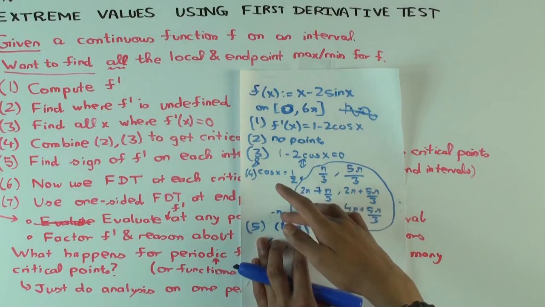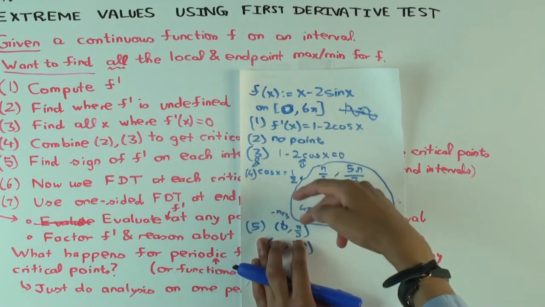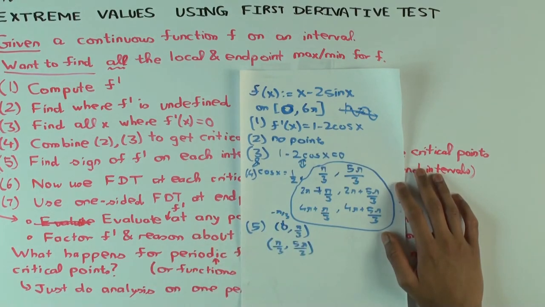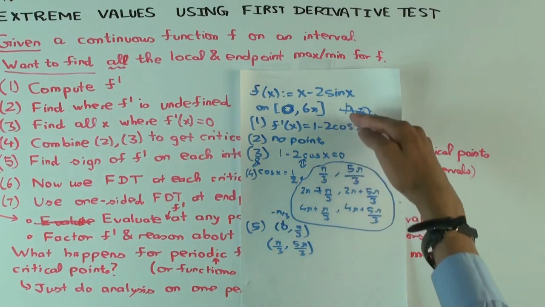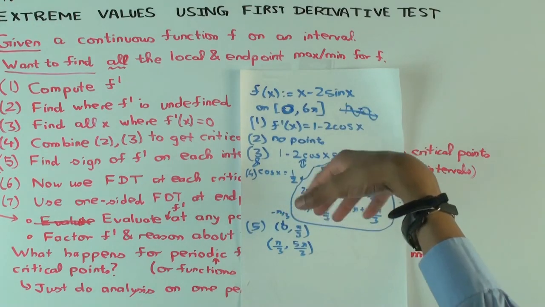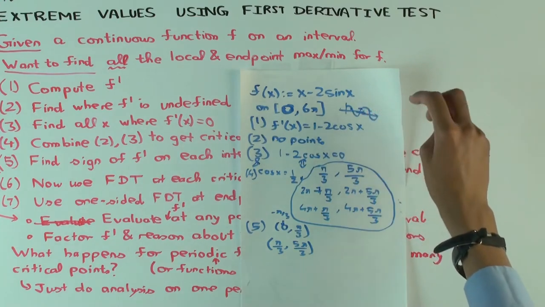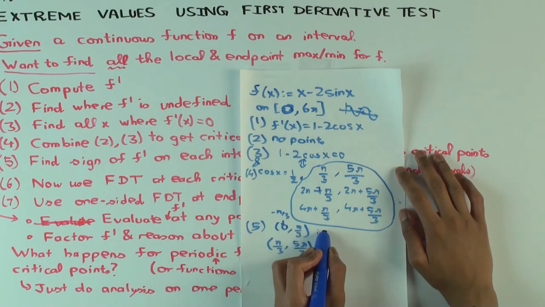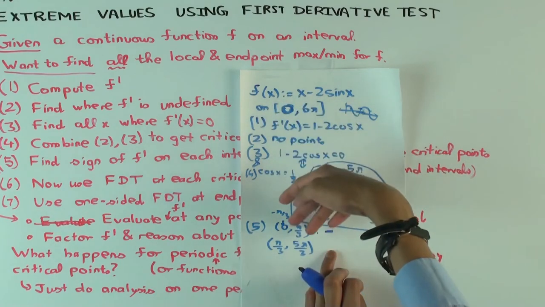Negative pi over 3 is not in the domain, but if you extended it, what would be the sign of 1 minus 2 cosine x? It would be negative. Why? Because cosine x will be bigger than half when you are between negative pi over 3 and pi over 3, right? So the derivative is negative, which means f is decreasing around 0.